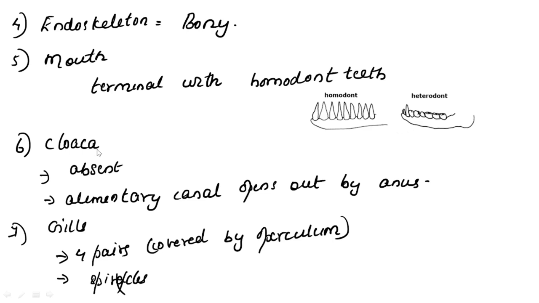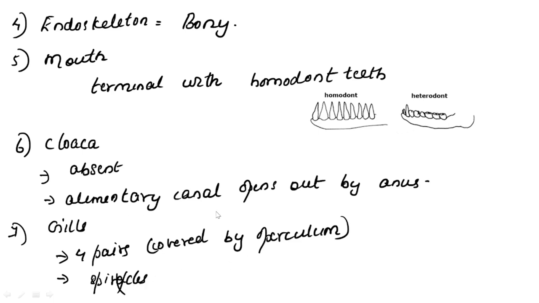Cloaca. In the last class, I explained what is cloaca. Cloaca is an opening common for discharging waste as well as sex cells. In the case of bony fishes, the cloaca is absent, and the alimentary canal opens out by the anus. Regarding the gills, how many pairs are present? Four pairs of gills are present and covered by operculum. Then spiracles. Spiracles are absent here.